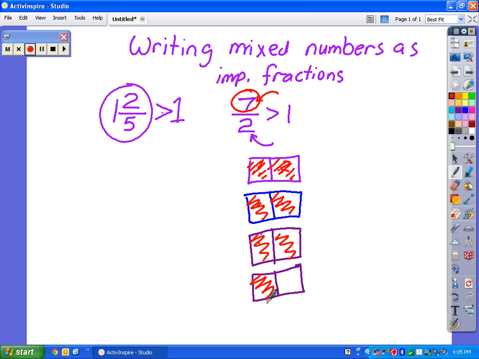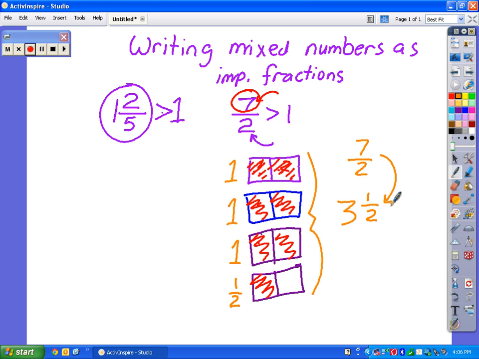So when we look at our drawing here, we can see that this represents 1 whole, the second box represents 1 whole, the third box represents 1 whole, and the last box, only 1 out of the 2 shaded in, represents 1/2. So we have 3 wholes and 1/2. So we can rewrite 7/2 as 3 and 1/2.